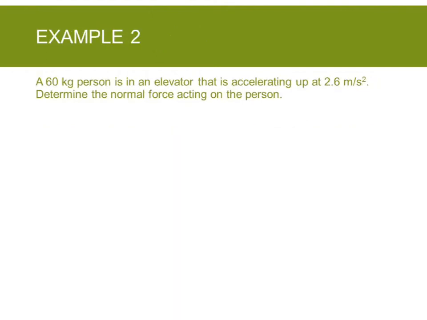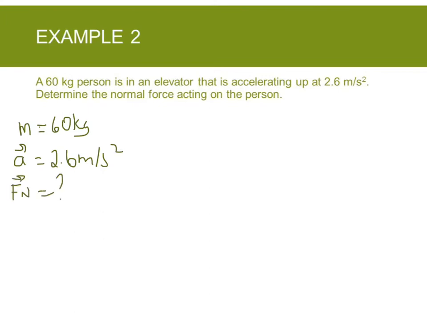So let's look at another example. We have a 60-kilogram person in an elevator that is accelerating up at 2.6 meters per second squared. Let's write down what we know. We have a mass, 60 kilograms, and we have an acceleration of 2.6 meters per second squared. It's asking us to determine the normal force acting on the person.